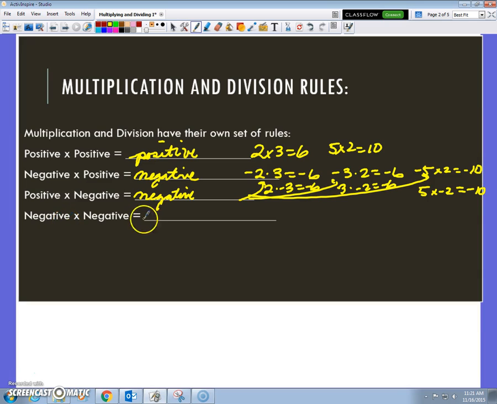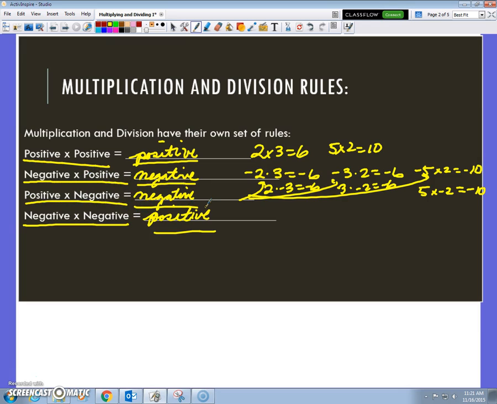When I multiply two negative numbers, I'm back to the positives again. So if both numbers are positive or both numbers are negative, we have a positive outcome. And if we have one of each, it'll be a negative outcome. So negative 2 times negative 3 will be positive 6. Even though 2 times 3 is 6, negative 2 times negative 3 is also 6. If I had negative 5 times negative 2, that would equal 10. So these are the rules we need to know.